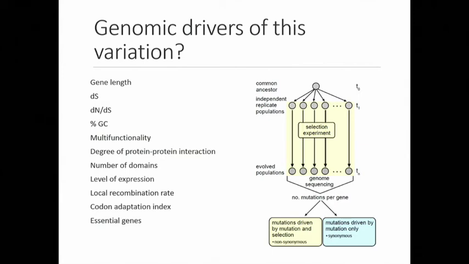The number of domains in the protein that is expressed from that gene, some measures of expression of those genes, measures of local recombination rate, measures of whether or not it's considered an essential gene, and then we also had codon adaptation index. This was actually put in here to see if we could see any variation in terms of just the synonymous mutations, whether or not codon adaptation index had any significant effect on the synonymous mutations.